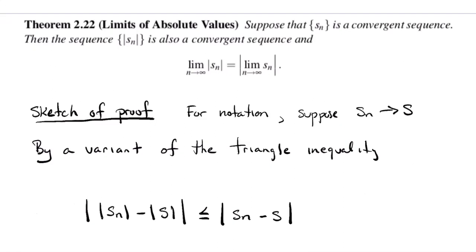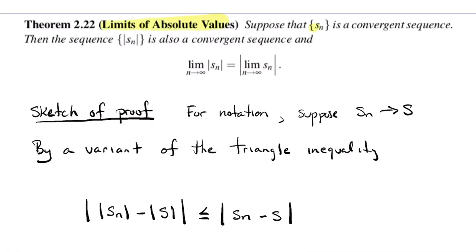Okay, maybe this is the last result of this lecture. I don't know, we'll see. Theorem 2.22. I'm not going to give a detailed proof of it, but rather a sketch. It's going to be kind of handy. It's not really an order statement, but rather exactly what its name says. It's a statement about limits of absolute values.